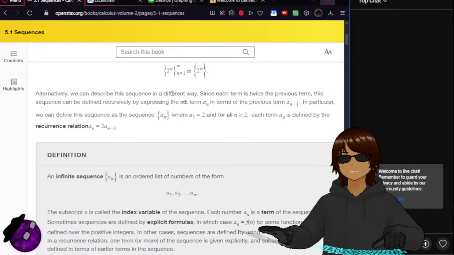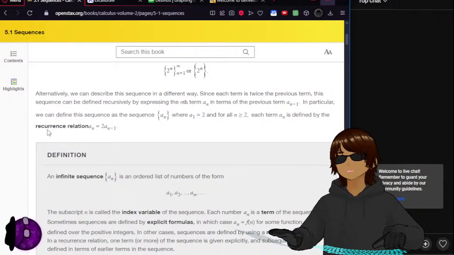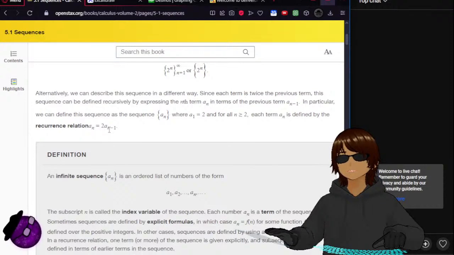Alternatively, we can describe this sequence in a different way. Since each term is twice the previous term, this sequence can be defined recursively by expressing the nth term a_n in terms of the previous term a_(n-1). In particular, we can define this as a sequence a_n where a1 is equal to 2, and for all n greater than or equal to 2, each term is defined by the recurrence relation a_n is equal to 2 a_(n-1).